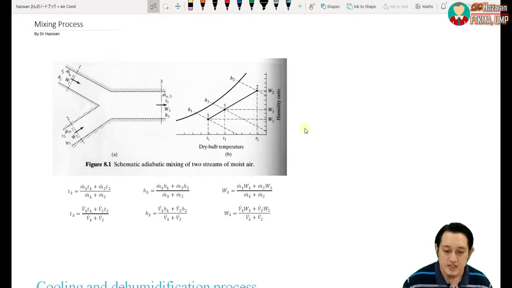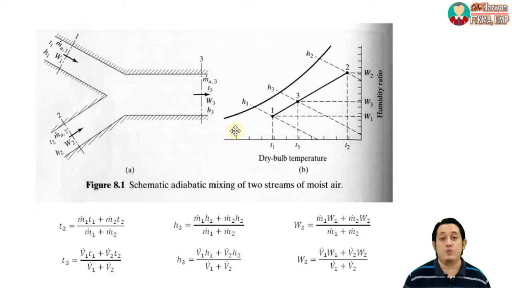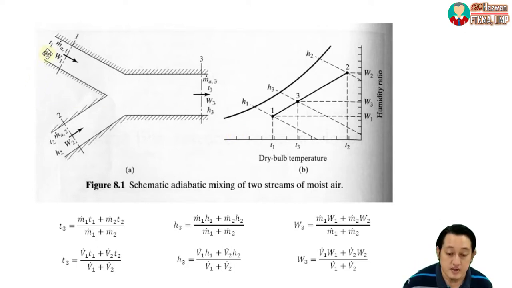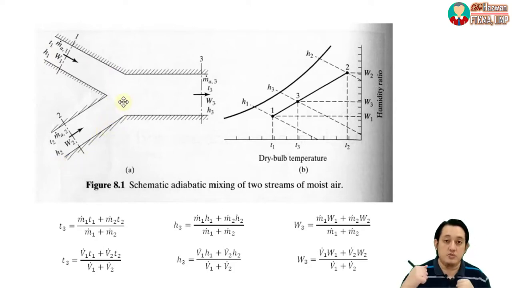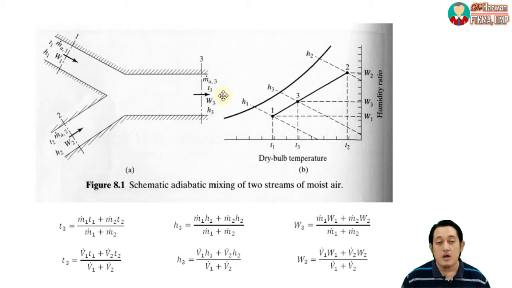So let's continue with our next chapter, which is the mixing process. Please refer to this schematic diagram of the adiabatic process. The mixing process is where we mix two streams into one. We will have stream number one and stream number two. When we mix these two streams together, they will produce a new mass flow rate, a new temperature, a new humidity ratio, and also enthalpy.